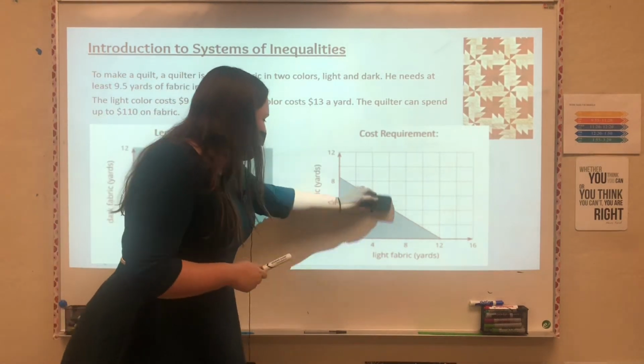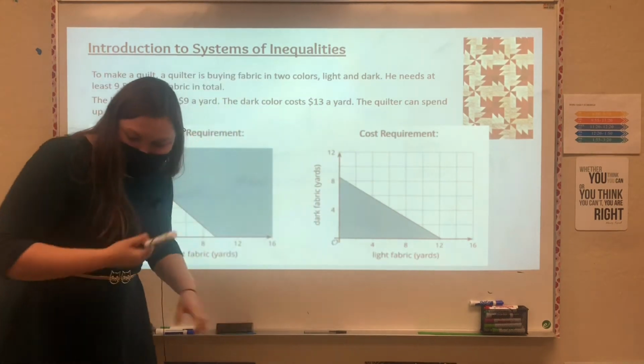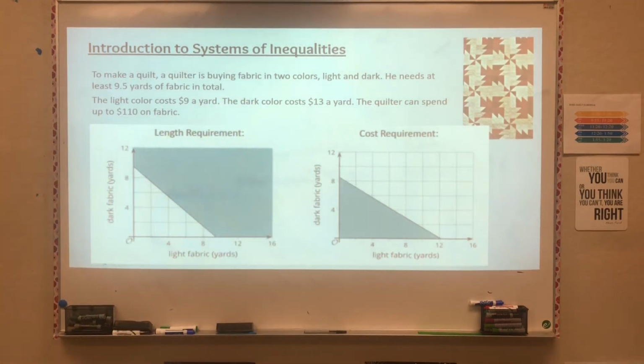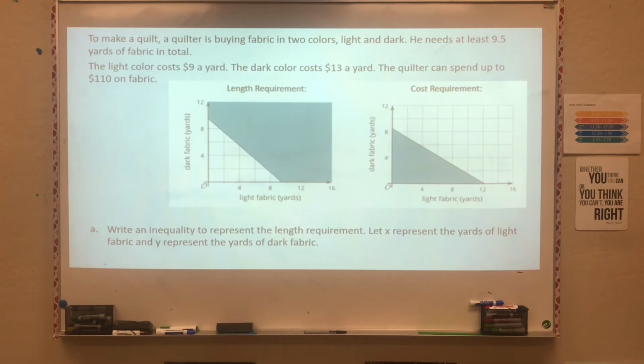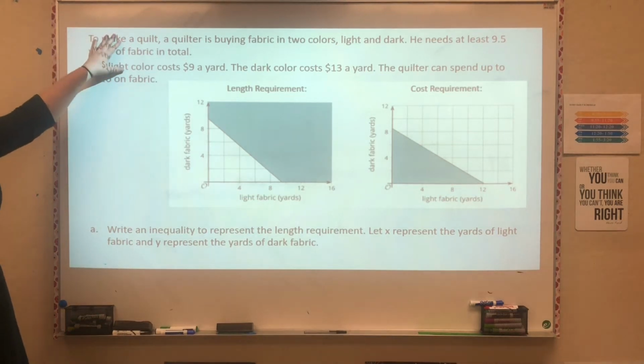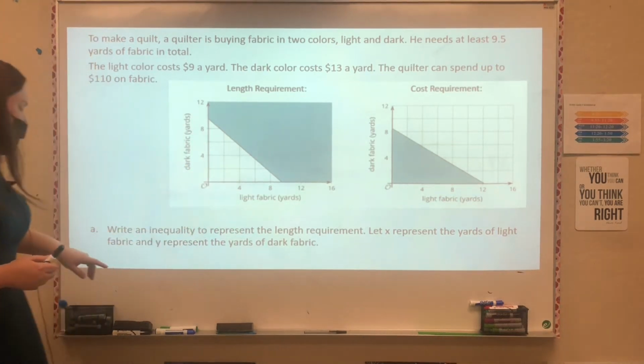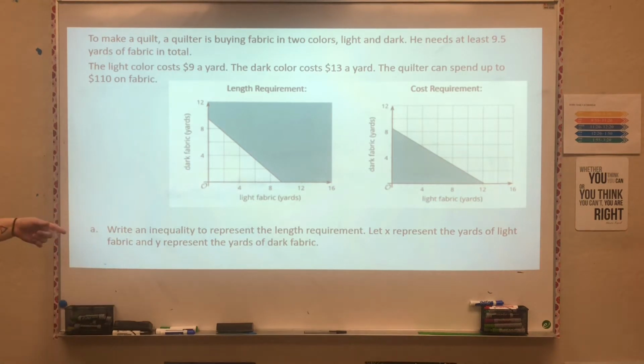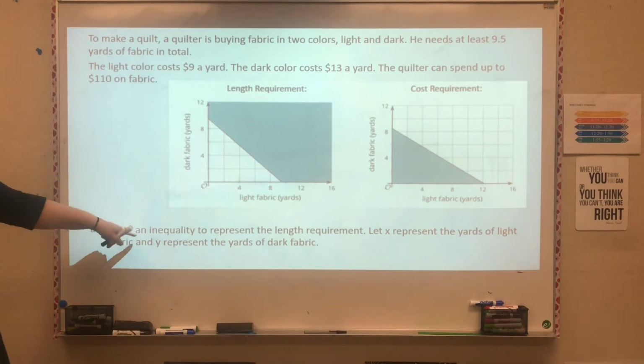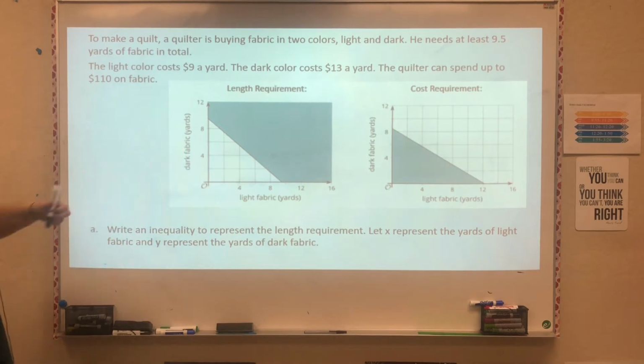Okay. I'm going to jump. There's a couple different questions we're going to answer using this information here. The first question, which is down there at the bottom, says write an inequality to represent the length requirement. Let X represent the yards of light fabric and Y represent the yards of dark fabric. So I've left all this information here. I left the graphs here. And I'm just going to keep changing out the questions down here. So we're writing an inequality for the first part, for this length. Do you have an idea what that inequality would look like?